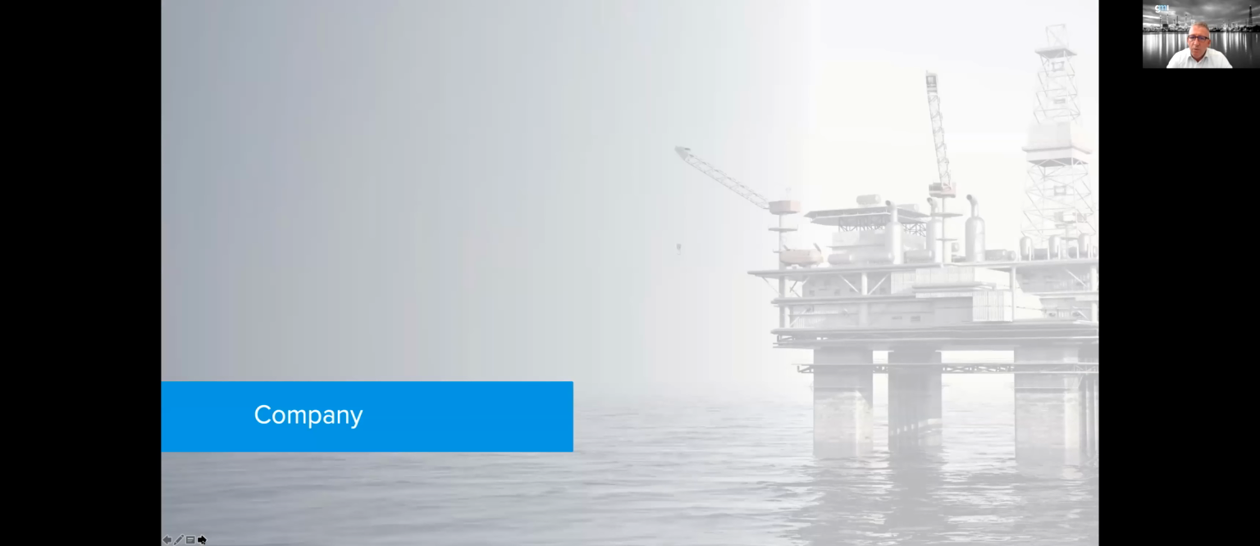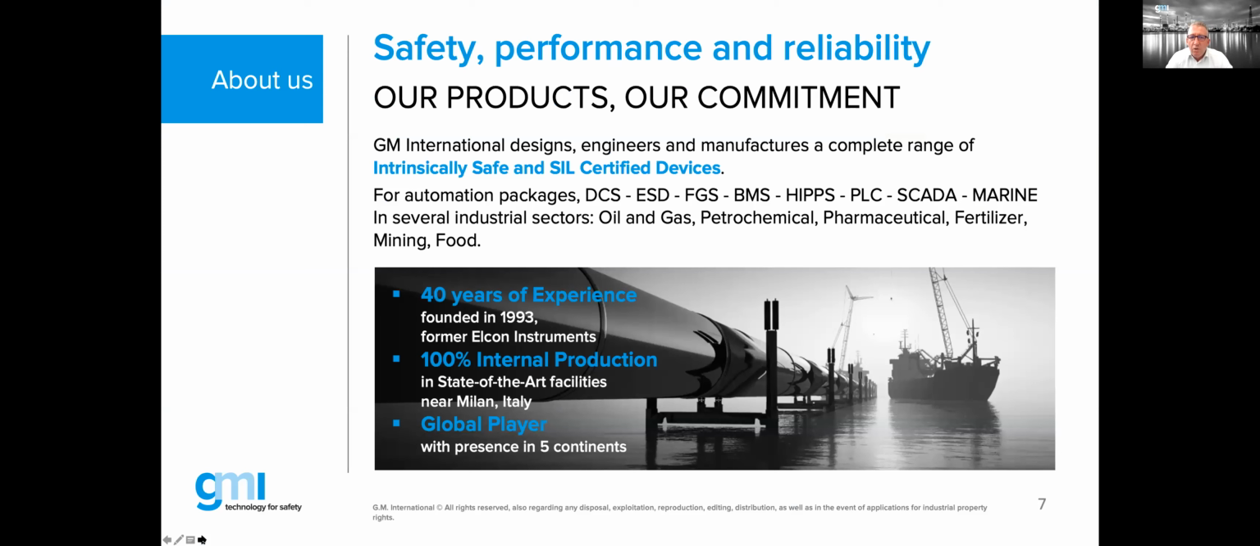I'm going to give a short introduction to the company before leaving the floor to Tino. What is GMI doing? We are designing and producing field interfaces with two main characteristics. We cover the two aspects of safety. One is functional safety, SIL certified, which is one of the topics of today, and the second one is intrinsic safety.